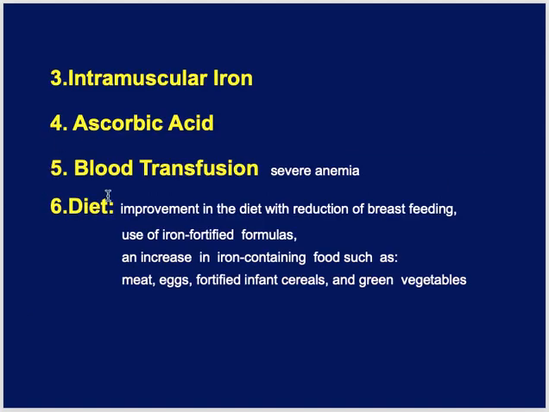This is the same thing, guys, which I already explained to you. Ascorbic acid is vitamin C, we can give it. Blood transfusion, of course, for very, very severe anemia, we can give them blood transfusion. Ask them to take more meat, more eggs, more fortified cereals in case it's an infant, and consume more green vegetables. So simply, education is very important in this one.